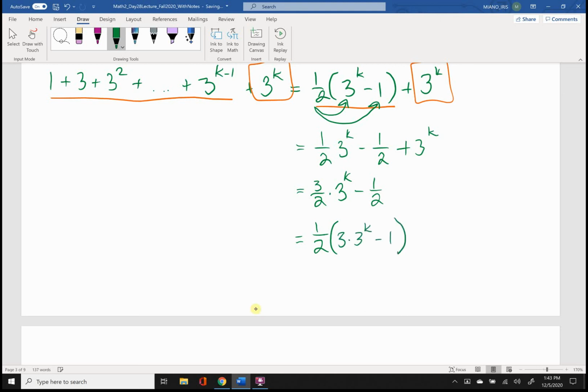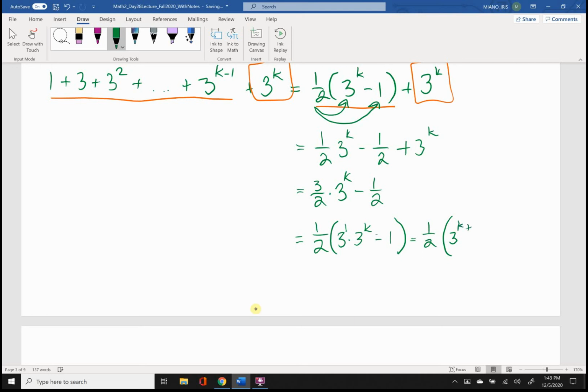Cool. Now check this out. This 3 factor that's being multiplied by the 3 to the k has an exponent of 1. Whenever you multiply exponential expressions with the same base, what do you get to do to their exponents? You get to add them. So 1 plus k is equivalently called k plus 1. And then I will have my right-hand side exactly how I want it.